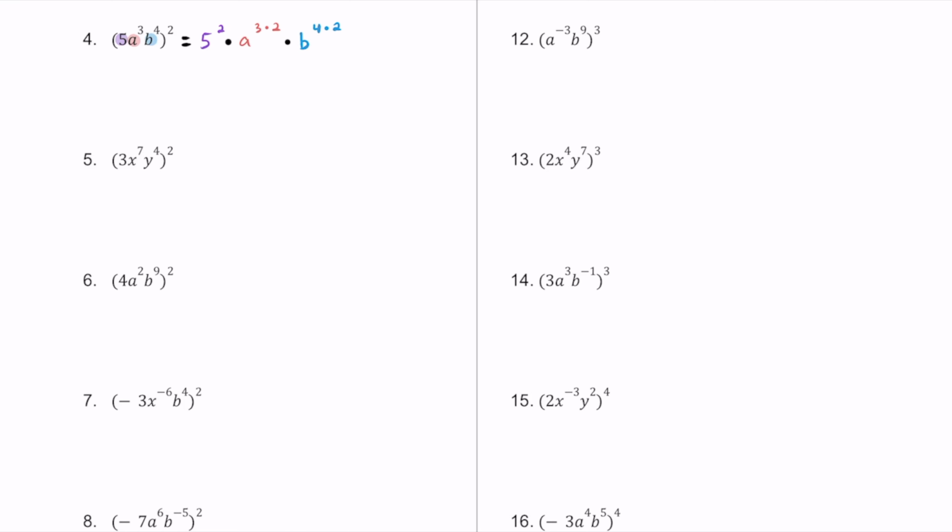Now, if we go a little bit further here, we're going to start with this 5 squared. So 5 squared, that's going to be 25. That's what we're going to write as our new coefficient. Then using the power of a power property, 3 times 2 is going to be 6.